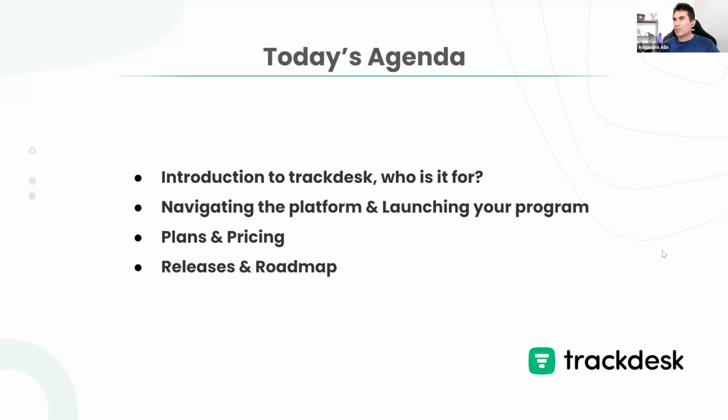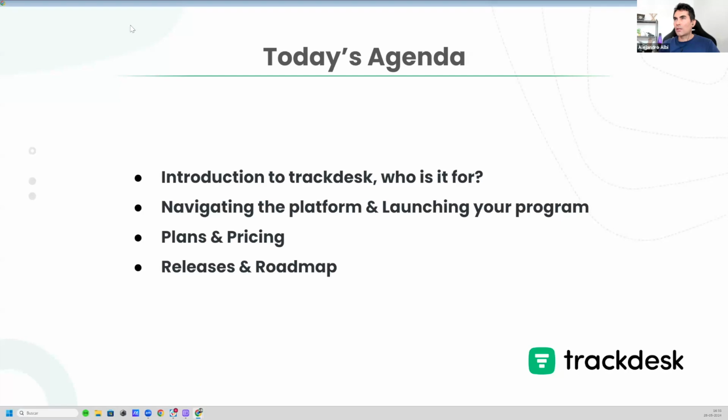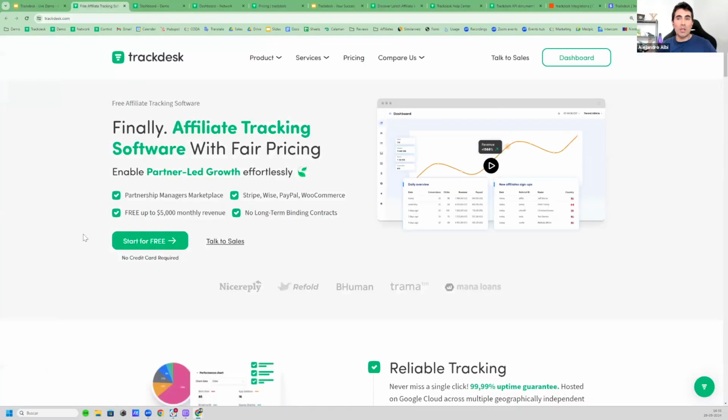So let's jump into Trackdesk itself and try to understand a bit more what this is and who it is for. In the world of affiliate marketing, what you need as a core system to operate is a tracking platform, a tracking system that allows you to identify where the clicks and conversions are coming from and to pay the affiliates respectively for the sales that they're helping you generate.